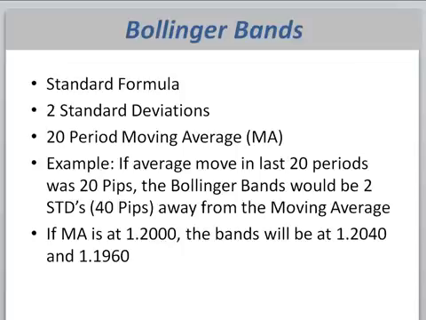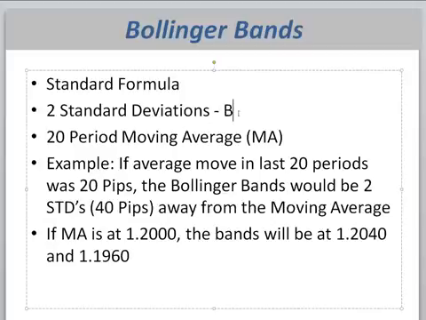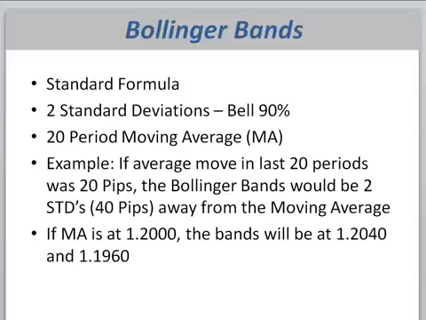Okay, back to how it works. There's a standard formula that most traders use. It's called using two standard deviations. Why do they use two standard deviations? This has to do with what's called the bell curve, where 90% of chances fall within two standard deviations. So that's why people stick to two standard deviations.